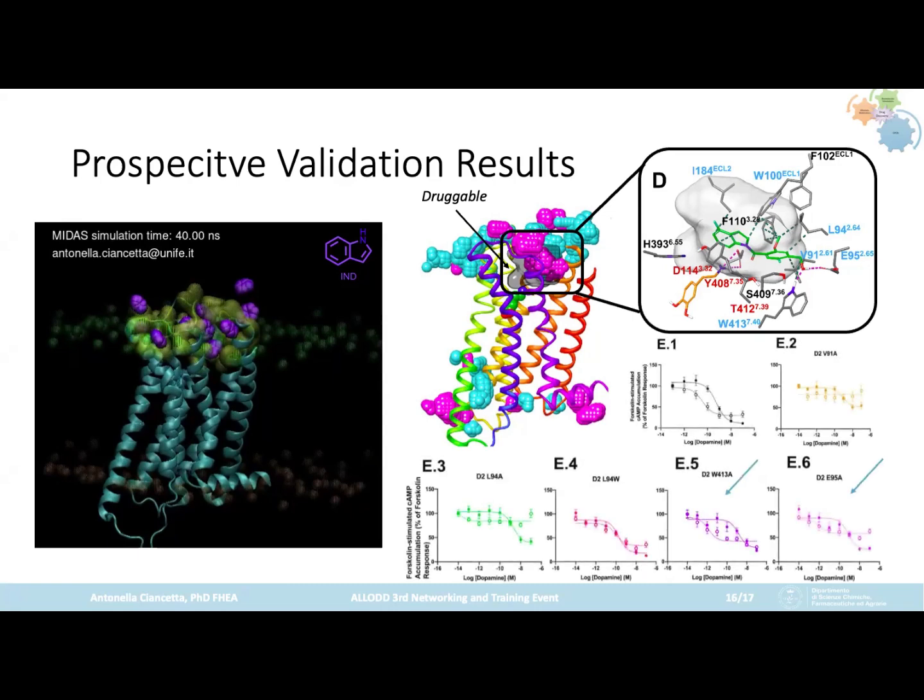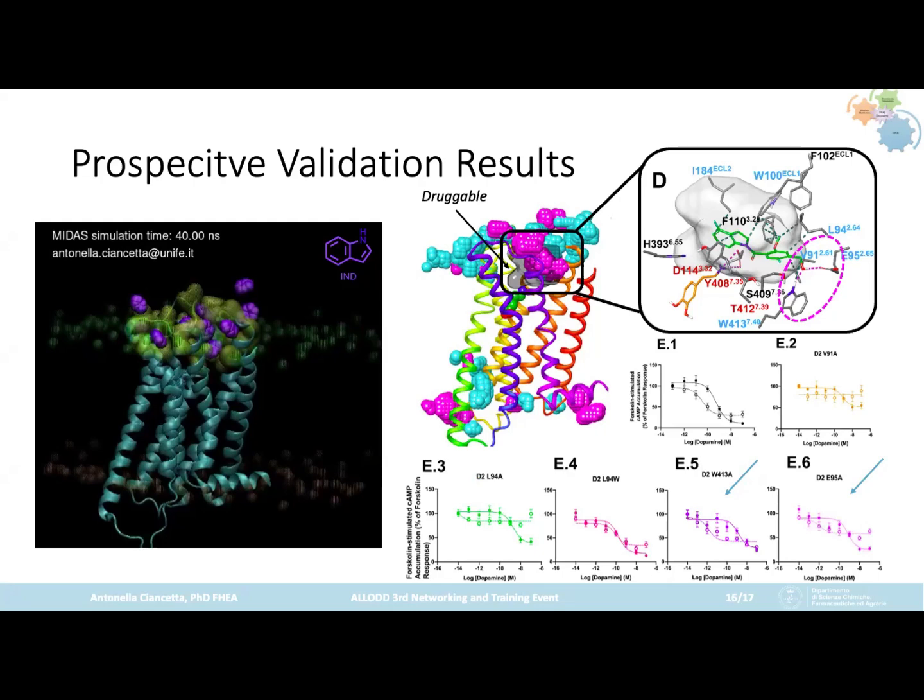Very nicely, we were able to at least indirectly prove the importance of these two residues, tryptophan and glutamate, in anchoring the positive allosteric modulator in place. But once you mutate these two and prevent this hydrogen bond from happening, the compound does not act as a PAM anymore.